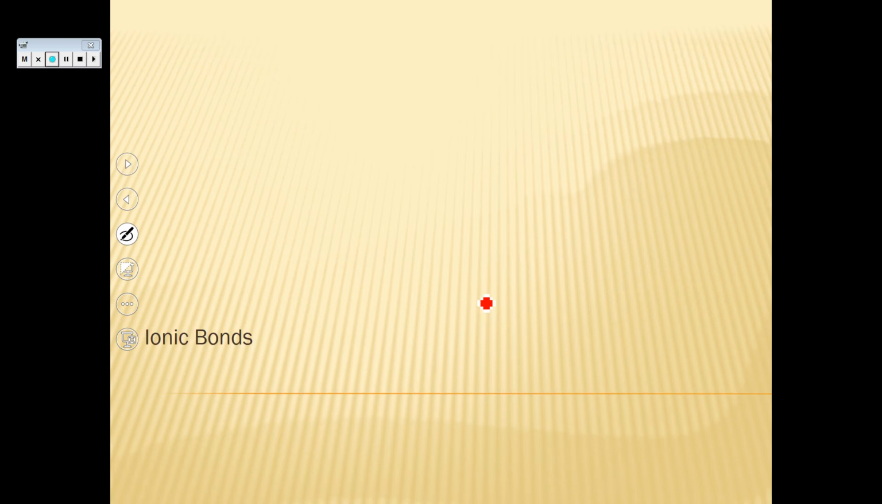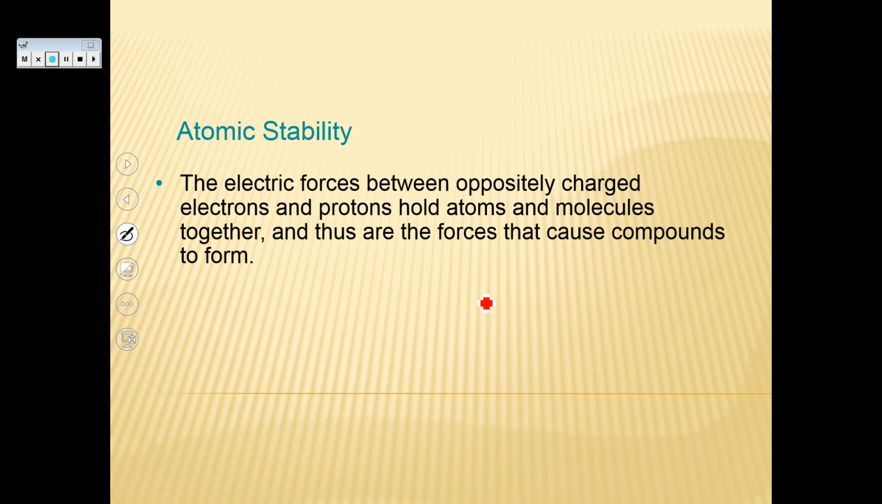Let's take a look at ionic bonds closer. What is an ionic bond? What makes it different from a covalent bond besides the fact that it has a metal? To do this, we need to look at atomic stability. The electric forces between oppositely charged electrons and protons holds the atoms and molecules together, and thus are the forces that cause compounds to form.